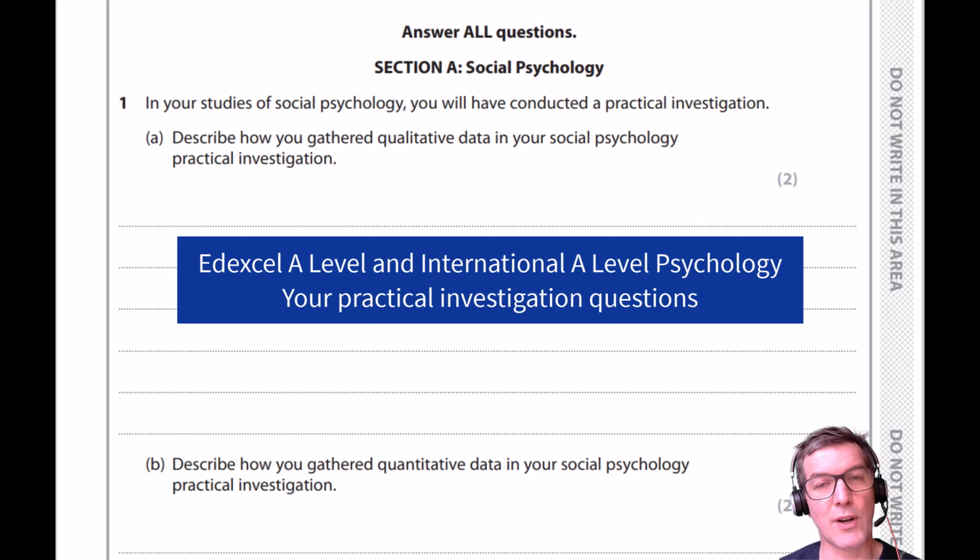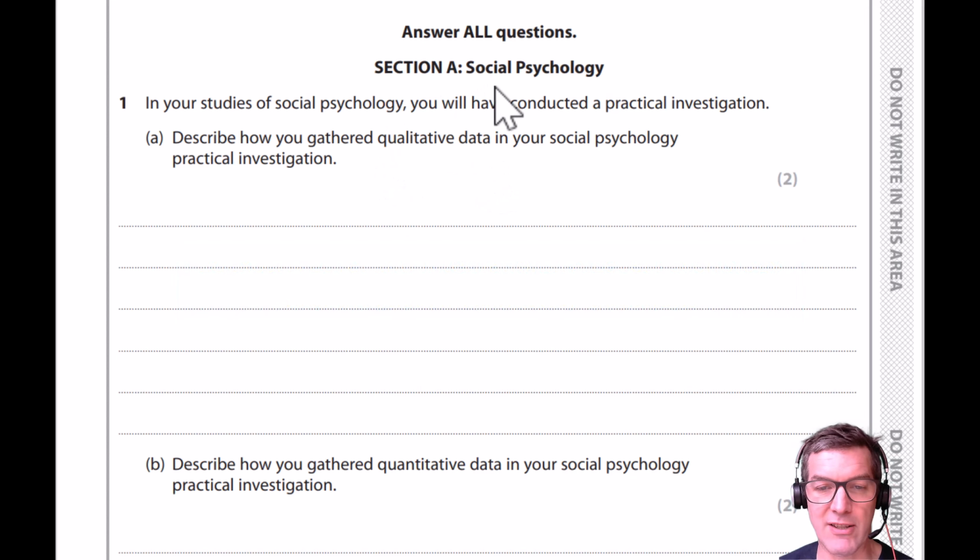This past exam question is from the UK A Level Psychology for Edexcel, but it could also be asked for the International A Level. It's about the practical activity for social psychology, and it's testing understanding of the difference between qualitative and quantitative data and how you'd actually gather those types of data with your questionnaire.